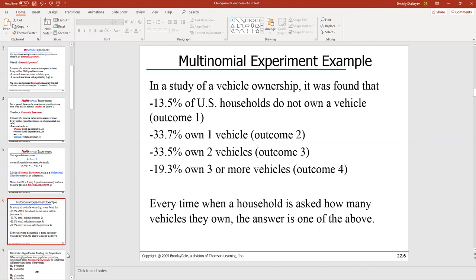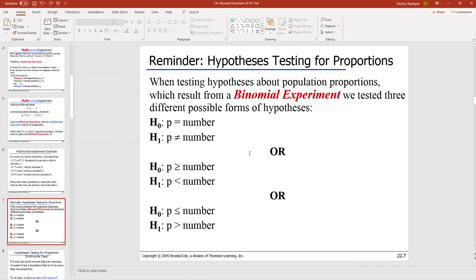All right, so here's another example, right? What I was just discussing. 13.5% of people do not have a car, 0 cars, right? 33.7 have only 1 car in the family, 33.5 have 2 cars, and 19.3 have 3 or more cars, and these numbers should add up to 100%. Okay, so each time I ask somebody how many cars they have in the family, the response is assigned to one of these different categories. So that is a multinomial experiment.